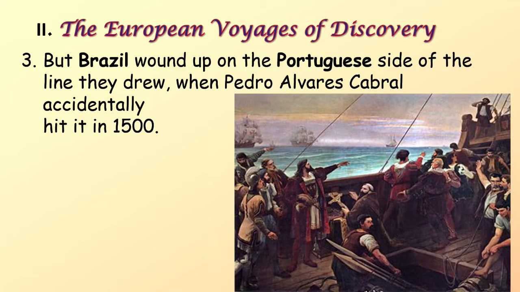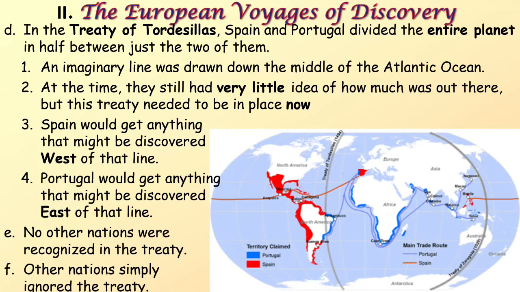But Brazil wound up on the Portuguese side of the line that they drew when Pedro Alvares Cabral accidentally hit it in the year 1500. There he is hitting it. See, look at this map. See, when this treaty was made, they had no idea that South America extended that far east. So they had no idea that this portion, a rather large portion of South America, would wind up on the Portuguese side of the treaty line.